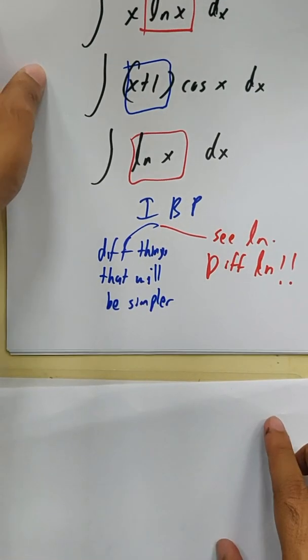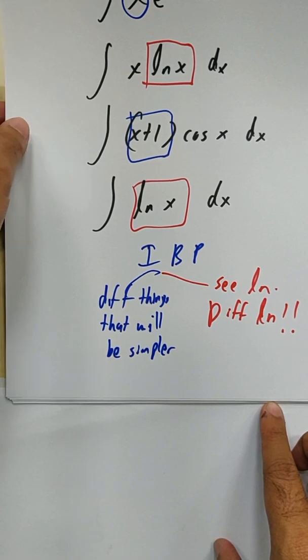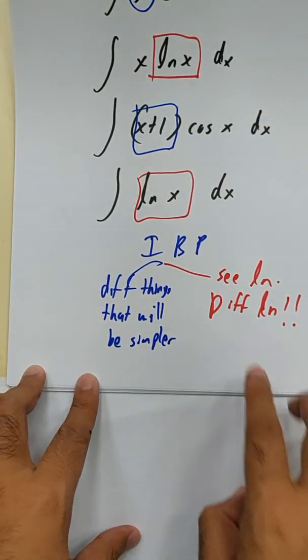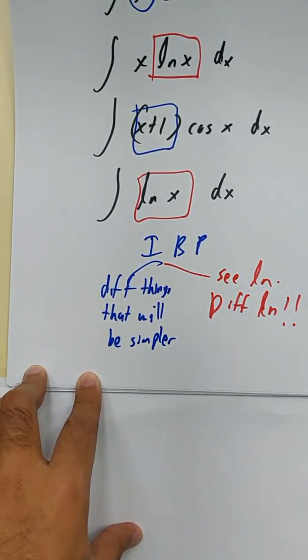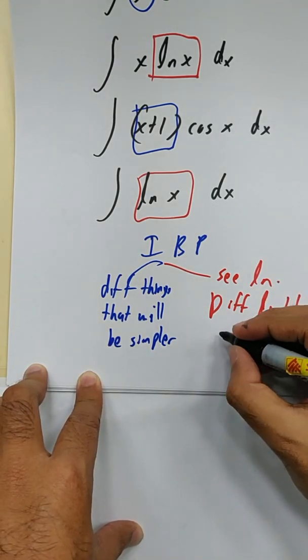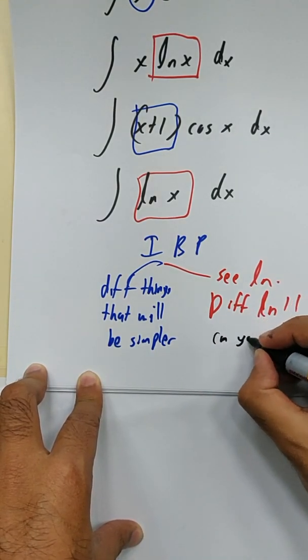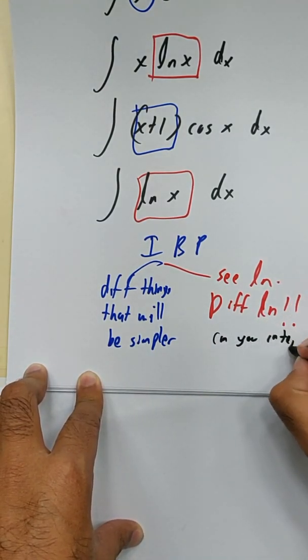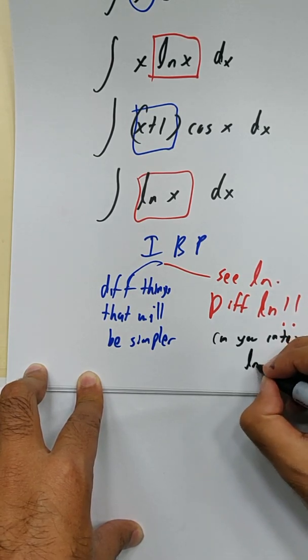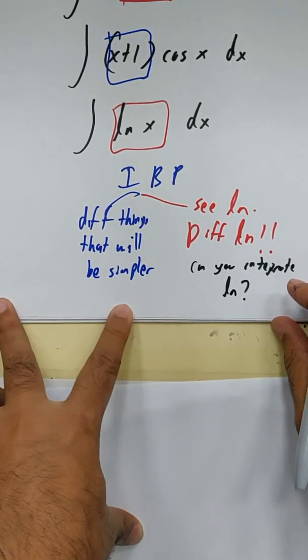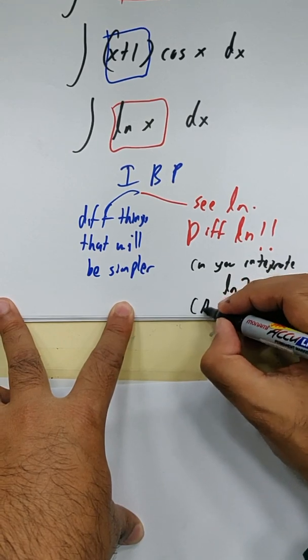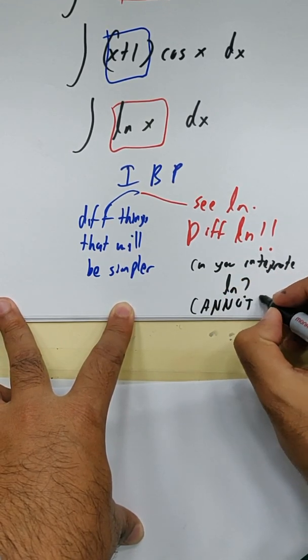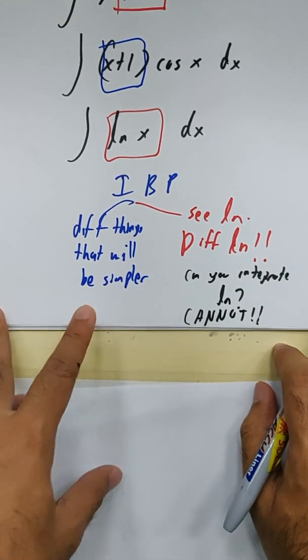And let me know by the end of the day. Why do you want to differentiate ln? Because can you integrate ln? You cannot. So that's the whole logic behind it.